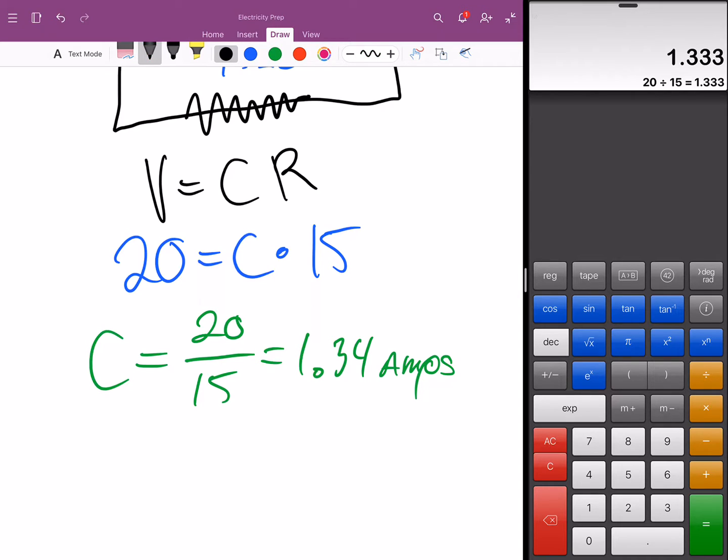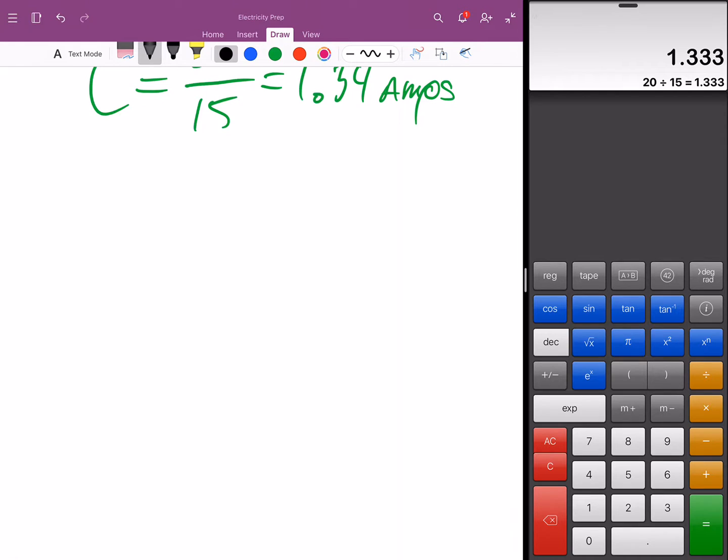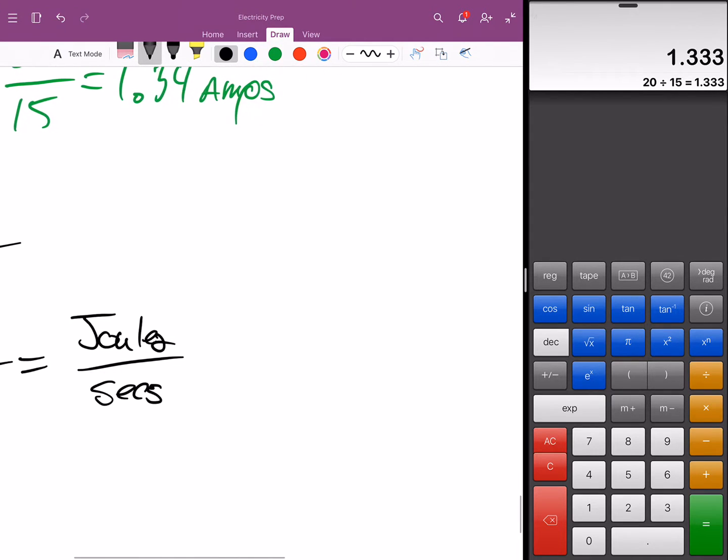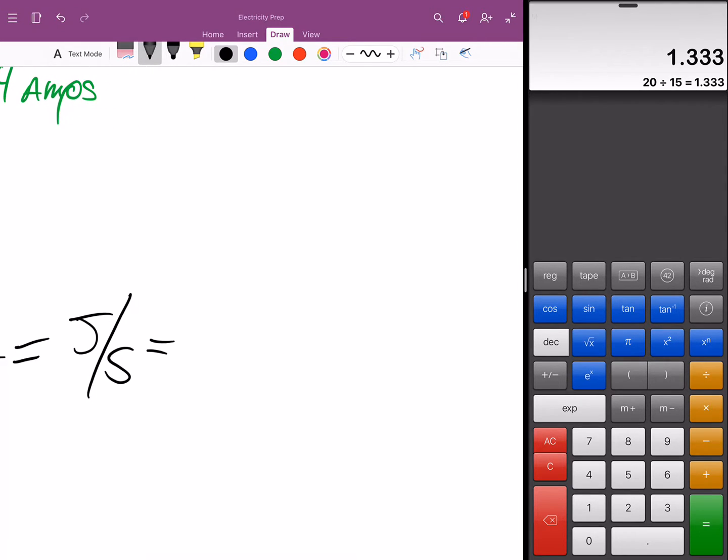Now, to take this further, we can introduce the concept of power. Power originally, guys, was work over time. The base unit of work was joules, and for time is seconds. So you break these down, you have J over S. Your SI unit for this is known as a watt.